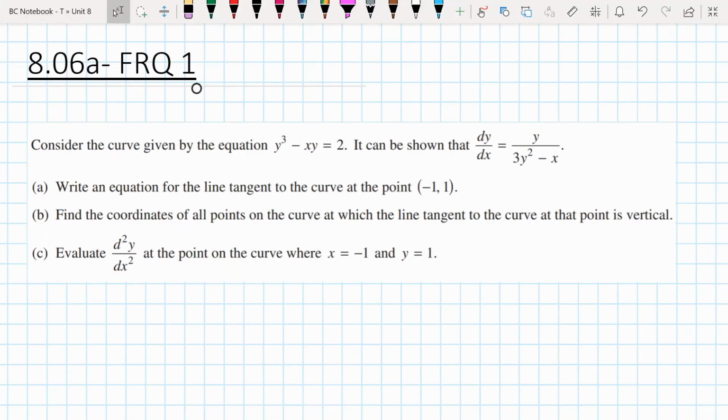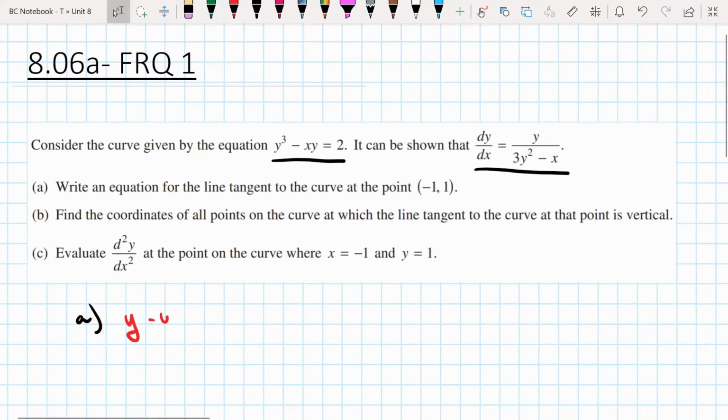Okay, FRQ number 1. So here we're given an implicit equation. It is an implicit equation because the x's and the y's are jumbled together. And we are also given the derivative of this equation, which is nice. Here's the equation, and over here is the derivative. The first thing we want to do here is determine the equation of the tangent line at (-1, 1).